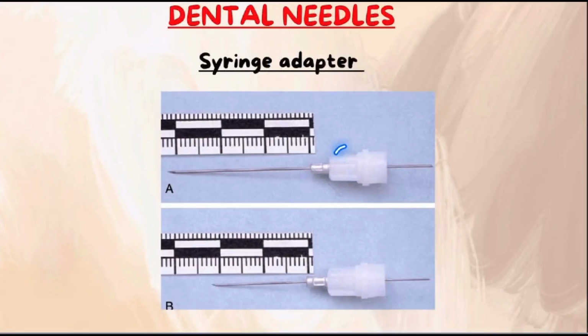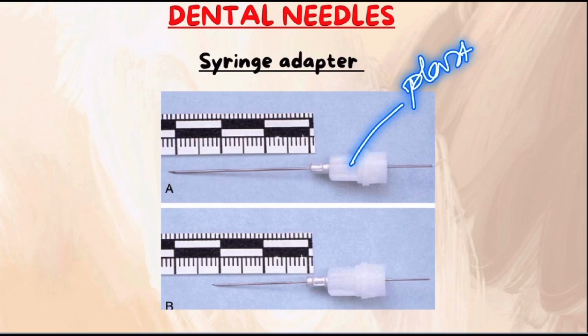Syringe adapter. Syringe adapter is what links the needle to the syringe. It can be made from plastic or metal. This connection should be secure to ensure the needle stays in place during the injections.